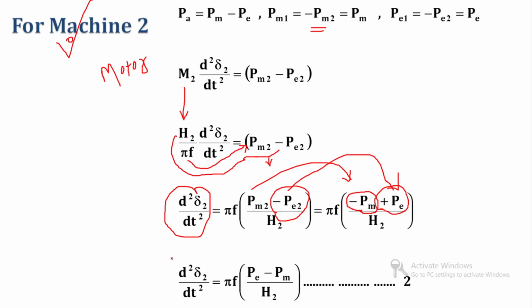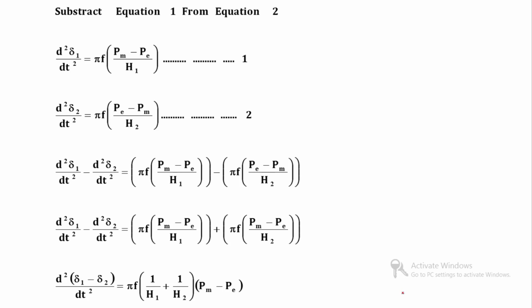So our final equation for machine 2 is d square delta 2 by dt square is equal to pi f, and I can write PE minus PM instead of minus PM plus PE. So d square delta 2 by dt square is equal to pi f PE minus PM upon H2. So this is our equation number 2 for machine 2. Let's do the subtraction of equation 1 from equation 2. So this is our equation 1, this is our equation 2. So let's subtract equation 2 from equation 1.